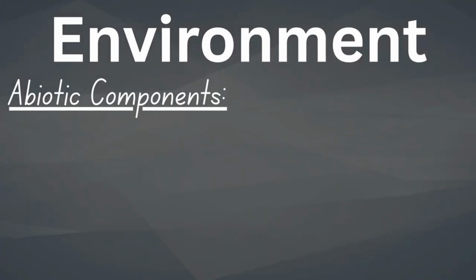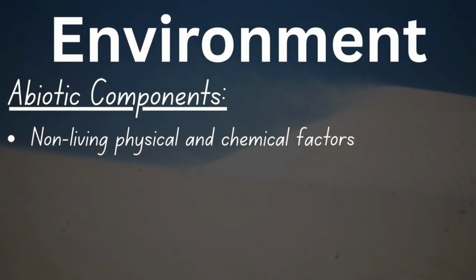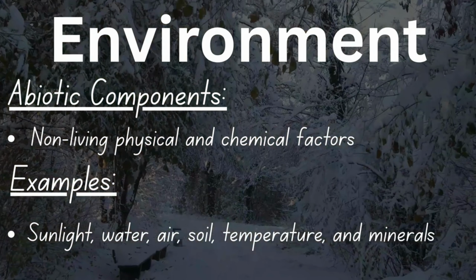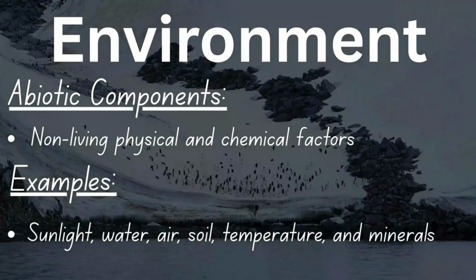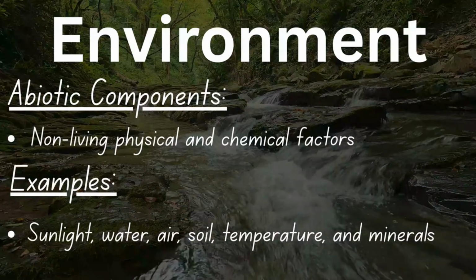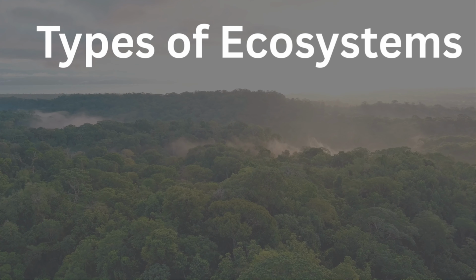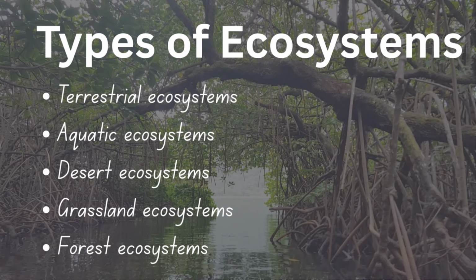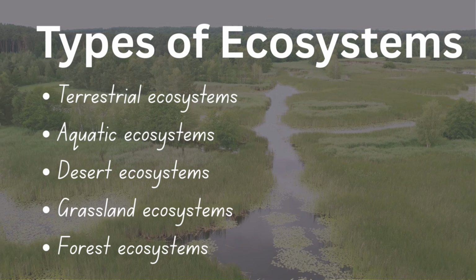The other group is called abiotic components. These are the non-living physical and chemical factors. Things like sunlight, water, air, soil, temperature, and minerals. Even though they aren't alive, they strongly influence where organisms can live and how ecosystems function. Once you understand these two components, the bigger picture becomes clear. Ecosystems exist in many forms depending on the environment they operate in. So now, let's move towards the major types of ecosystems found on our planet.